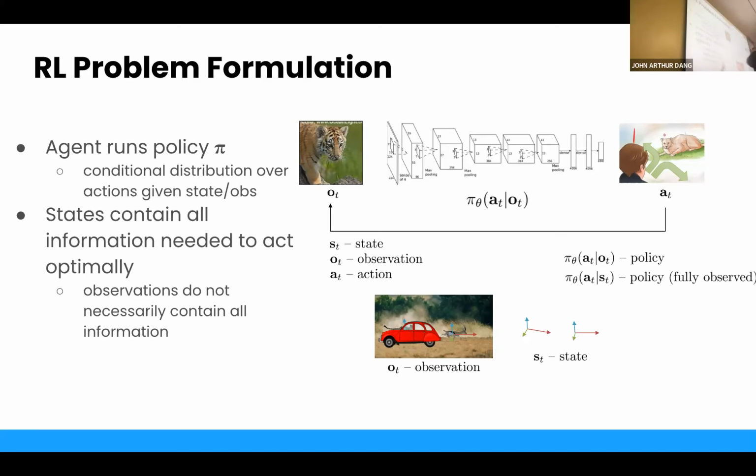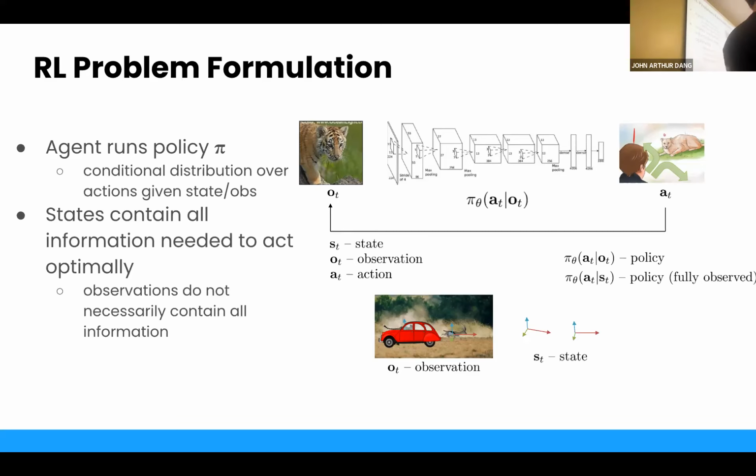Just to give a concrete example here, suppose you're a human or a robot, and you're trying to survive out in the jungle, in the wilderness. Your observation might be the images that you're seeing, for instance this tiger here, and then it goes through your brain, your neural network. And then based on that, you're going to take an action. Maybe you walk to the left or right, or whatever else you might want to do.